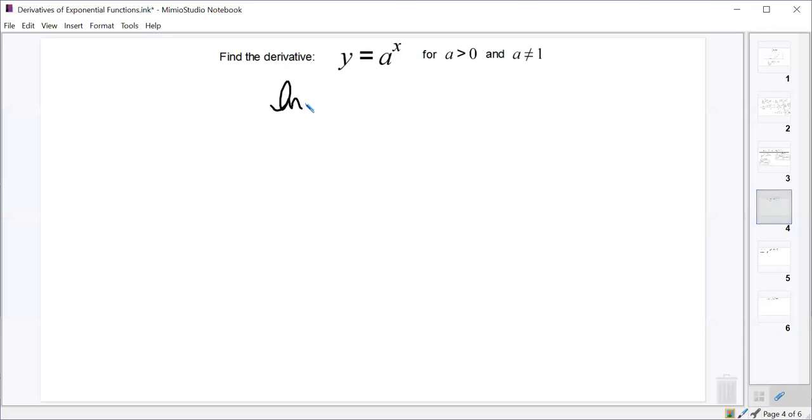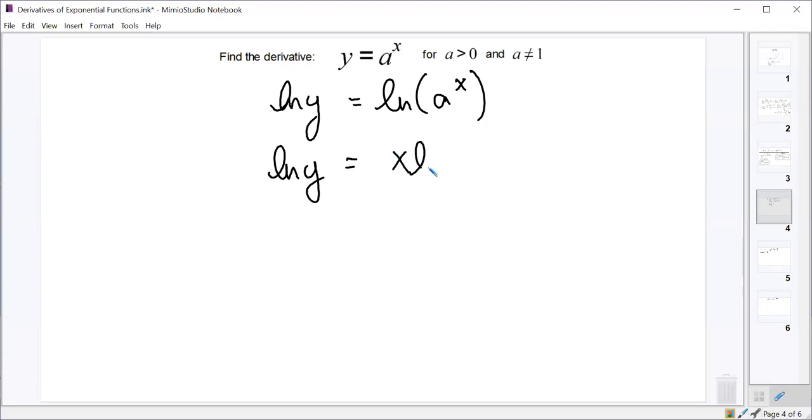Let's take the natural log of y, and let's take the natural log of a to the x. So on the left-hand side, we end up with natural log y, but on the right-hand side, what can we do to rewrite that? It becomes x natural log of a. Good, okay.